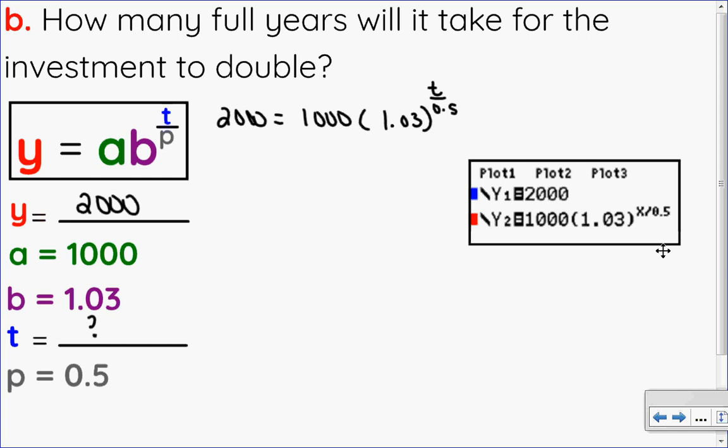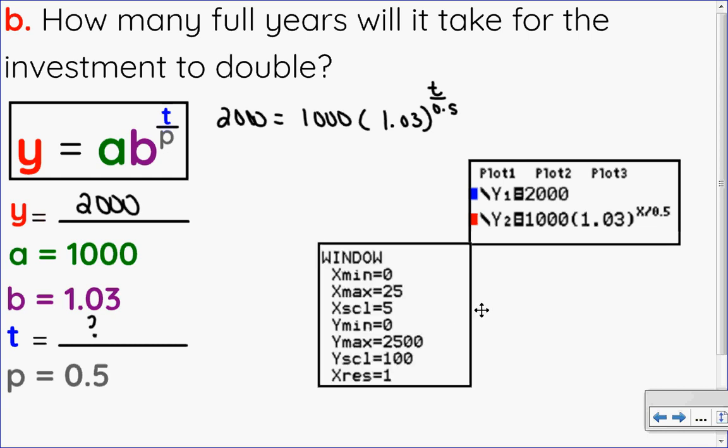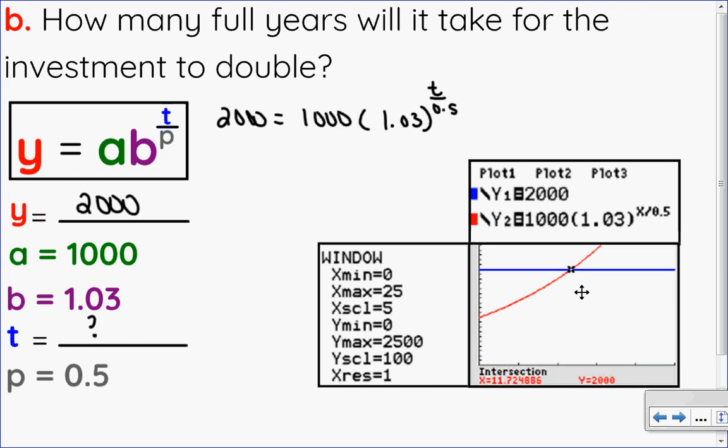And then I just kind of guess what I think my x value is going to be. So I guessed it would take about 25 years. I'm sure I'll see it within 25 years. So I went 0 to 25 up by 5. And because I'm going up to 2,000, I just went a little bit past that, 2,500 up by 100s. So I put that into my graph and I calculate my intersection point. So I said, how many full years does it take?